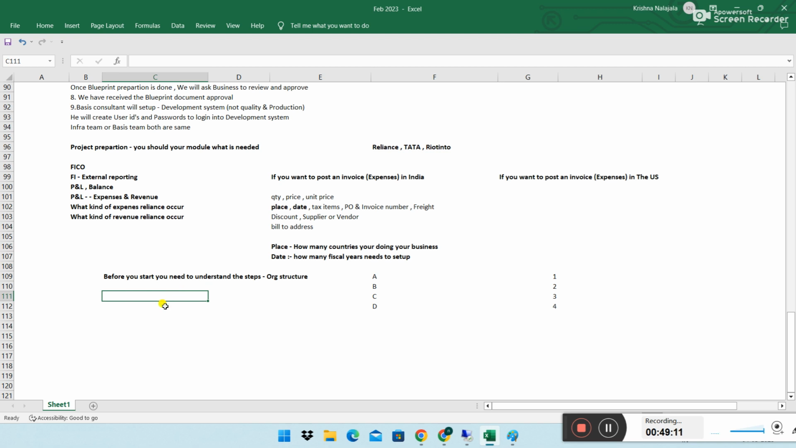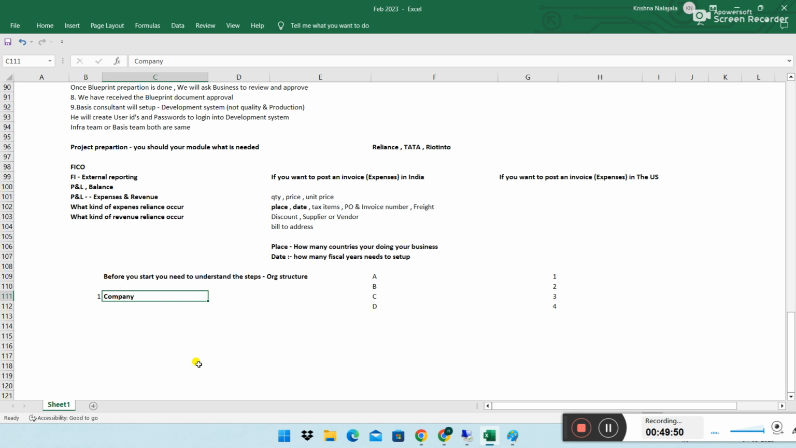Let's see. First, if you're doing a business, you should know for which company, which client you are doing a configuration, right? You need to know your company. First thing is the company you should know. This is organization structure one. You have to tell the system, hey, this is a company. Unless you create some company, let's say Reliance, the system doesn't know. You have to tell the system in a structured way: this is a company, this is the company name.